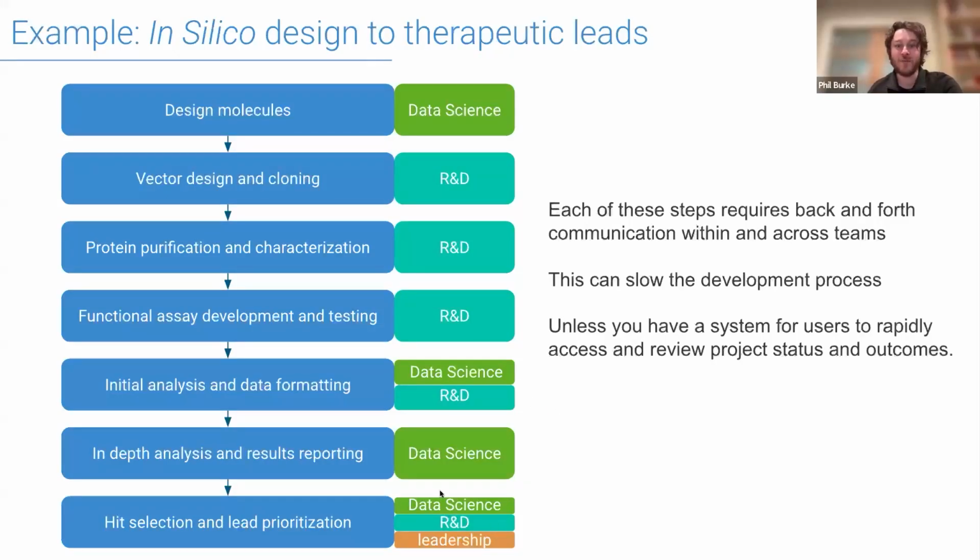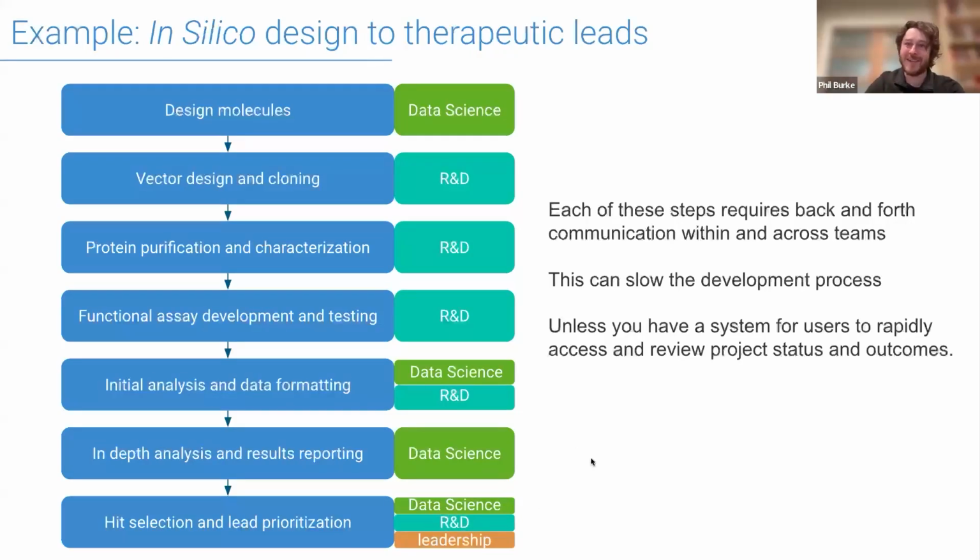And all of this really becomes very important at this last stage where you're selecting hits and leads to prioritize, because your leadership team also needs visibility on this whole R&D process to make the correct decision. Like, is this the molecule that we want to go forward with?